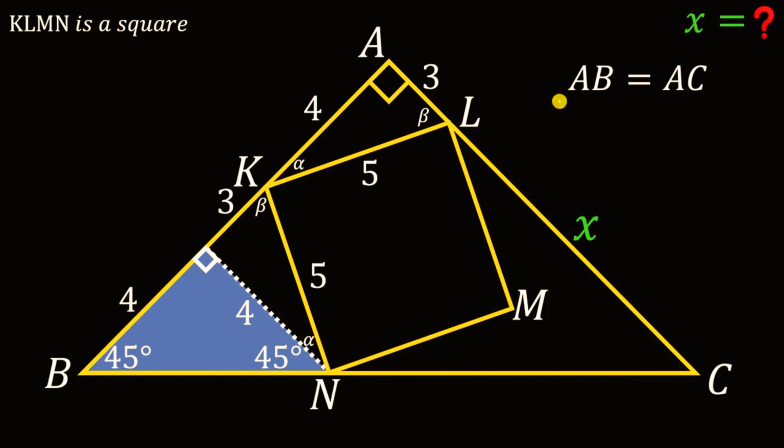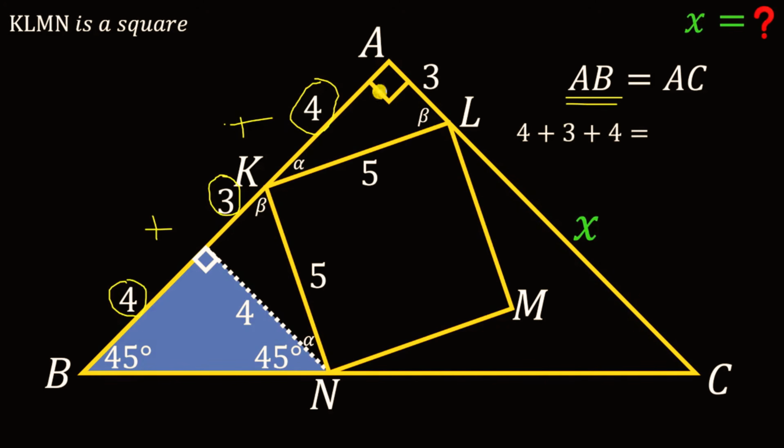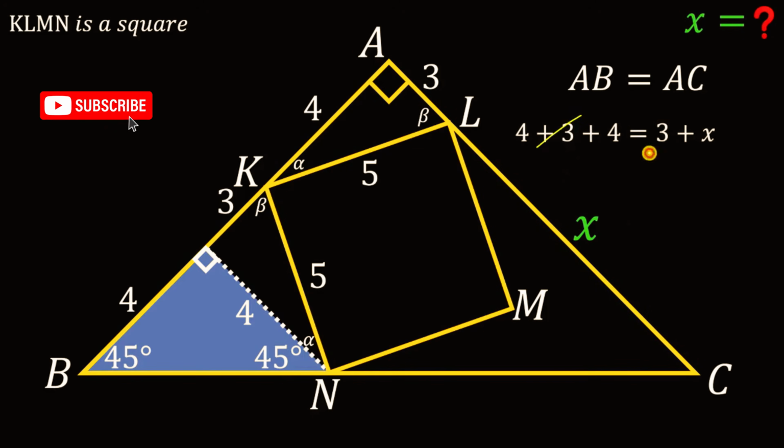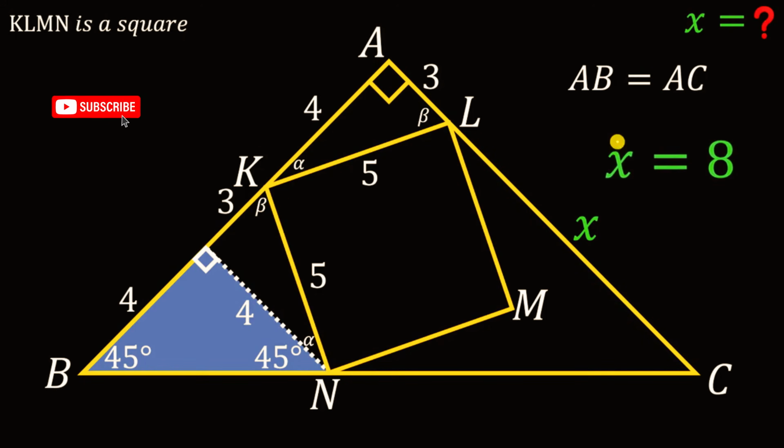Now, we can find the value of side AB because we know side AB must be equal to 4 plus 3 plus 4. So, side AB must be equal to 4 plus 3 plus 4. And side AC is just 3 plus X. Now, if we subtract 3 on both sides, we cancel out this 3. So, we have 4 plus 4 equals X. And 4 plus 4 will give us 8. And that is the value of X.